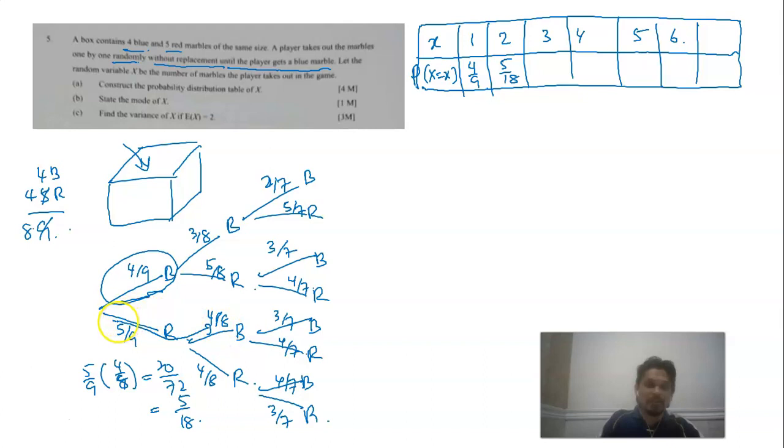Let's say the first ball is red, the second ball is also red, then suddenly the third ball is blue. Then you stop. So then it is 5/9 here, 4/8 times 4/8, and 4/7.